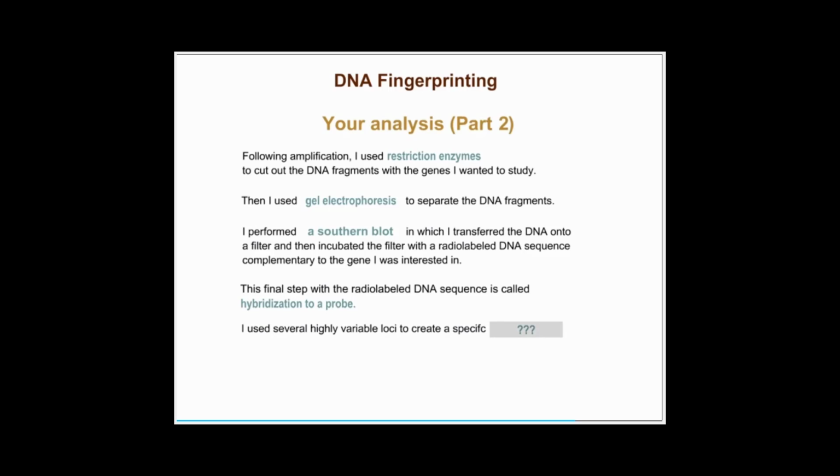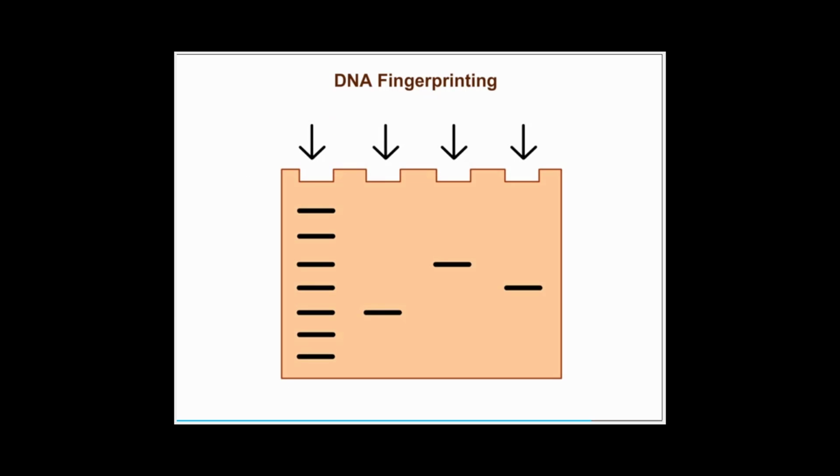Then you used several highlight variable loci to create a specific DNA fingerprint, which is a possible unique banding pattern frequently used in forensics. Finally, you compared the sample to the modern DNA samples in order to determine the group most closely related to the individual from whom the sample was taken.